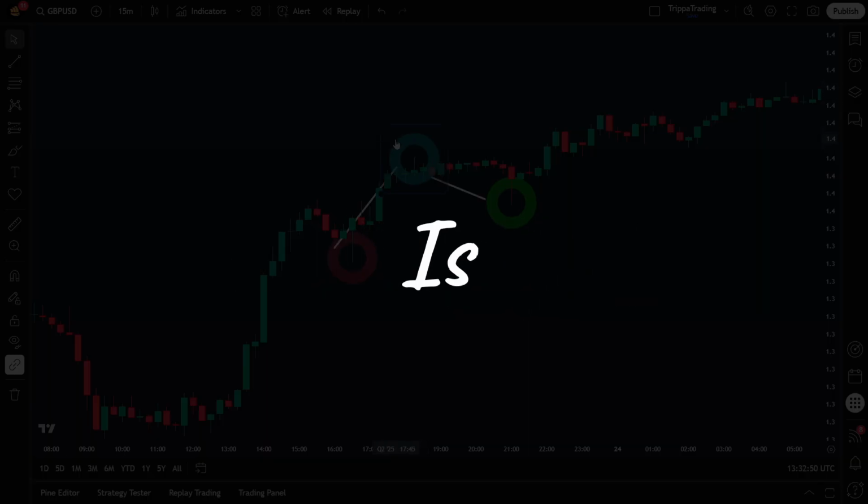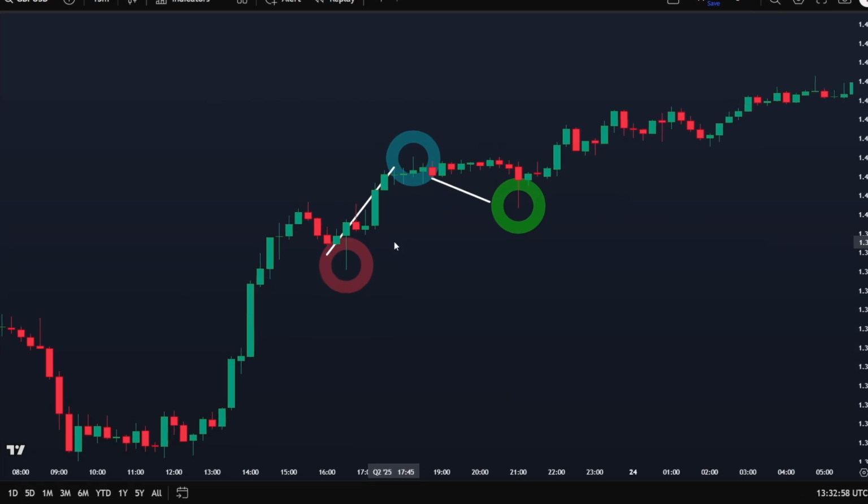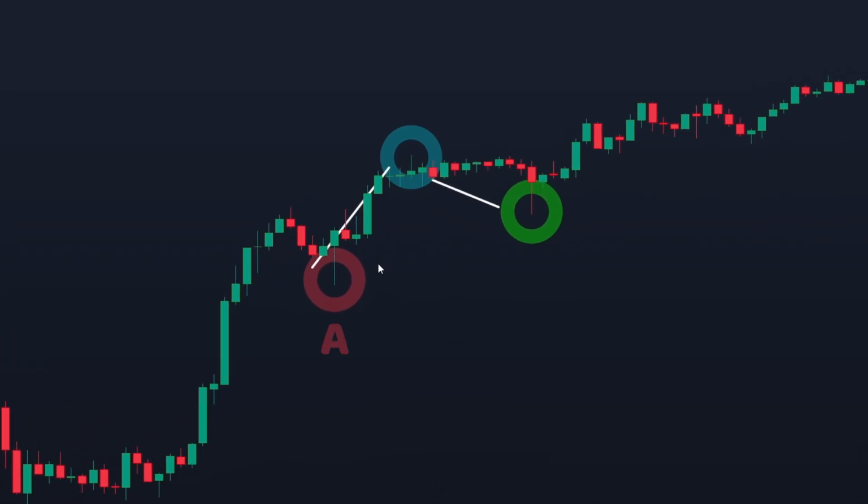All right, so what exactly is this ABC pattern? It's based on the natural wave structure of the market. Price moves in pushes and pullbacks like waves. In an uptrend, we first see a low point, which we label as A. Then the market moves higher and creates a high. That becomes point B. After that, price pulls back again, but doesn't fall below point A. The lowest point of that pullback is point C.